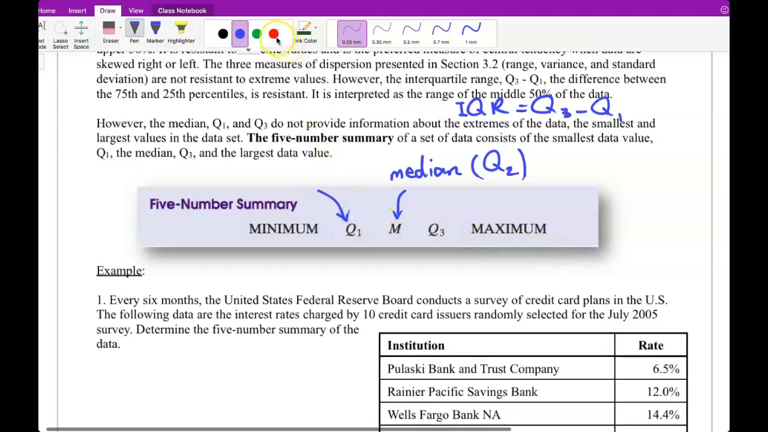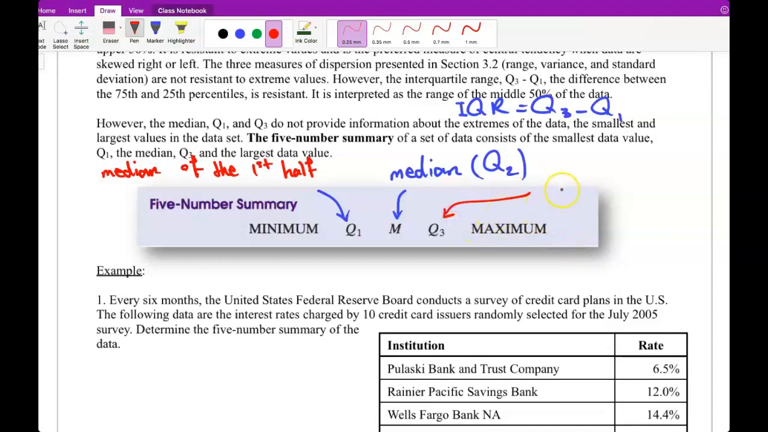And Q1 is the median of the first half, because here on the side we have the lower 50% and here is the upper 50%. And Q3 is the median of the second half.